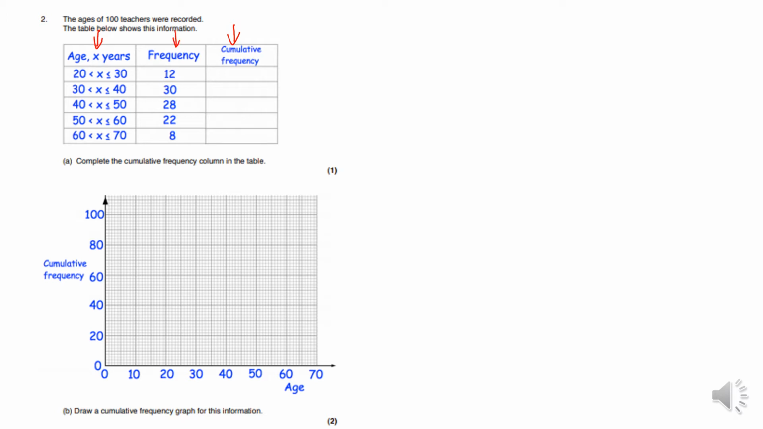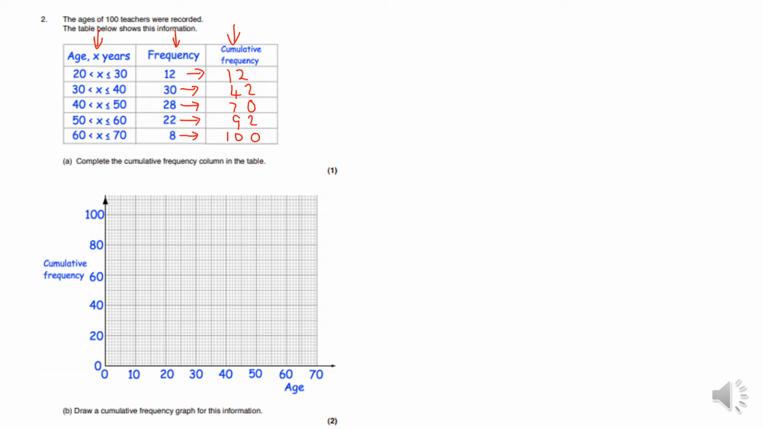So, for example, on cumulative frequency, this here is 12, so we write 12 up here. But for the next line, you have to do 12 plus this 30 up here, which is 42. So we're adding the previous one to the next one every time. Then we're going to add 42 to 28. That is going to be 70. And you're going to add 70 to 22, and that is going to be 92. And you're going to add 8 to 92, which is 100. And if you read the question at the top, it says here the ages of 100 teachers. So we know now we've got 100 teachers there.